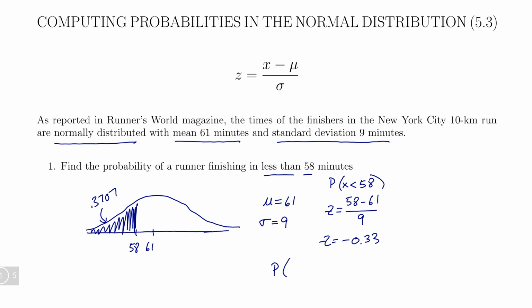So the probability that an x in the distribution is less than 58, or that a runner finishes in less than 58 minutes, is 0.3707.